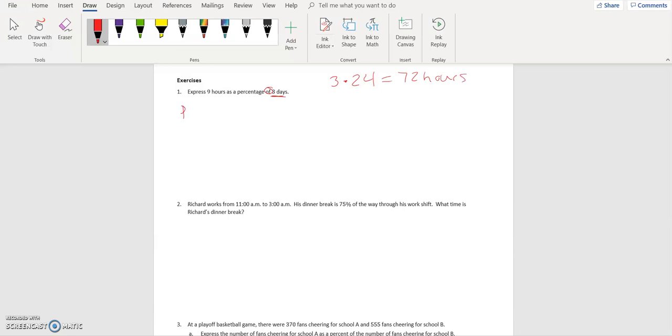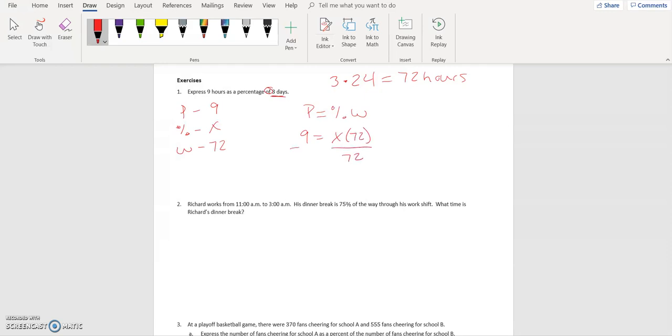So part, percent, whole. It says make a percent, so we don't know the percent. And it says of 3 days, which we said was 72 hours. And our 9 hours then is going to be our part. Part is equal to percent times whole. Part is 9, equal to percent times the whole.